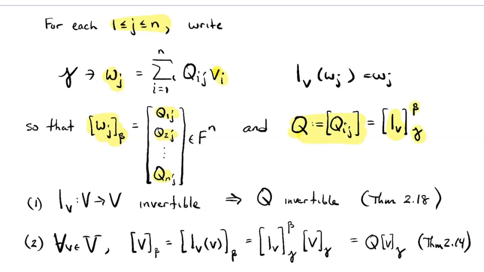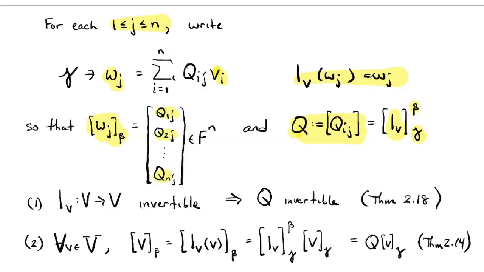Why is it by definition? Because remember, when you're writing down the matrix of a map in a pair of ordered bases, you take each basis vector in the subscripted one down here. So each gamma element, that's a wj, I apply the map to it. Well, applying the map to wj gives wj back, and then I write that in terms of the upper subscript basis. So that's exactly what I've done. You stack the coordinates of the gamma basis vectors in the beta basis into the columns of a matrix, and I'm calling that matrix Q.